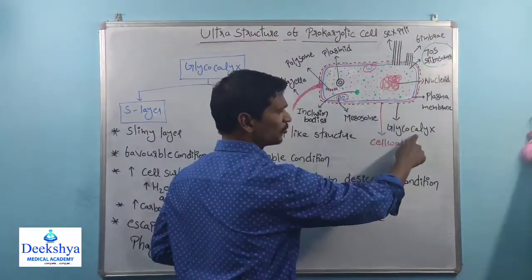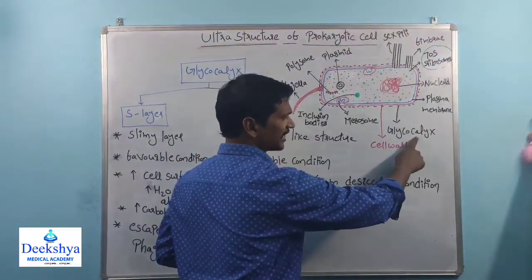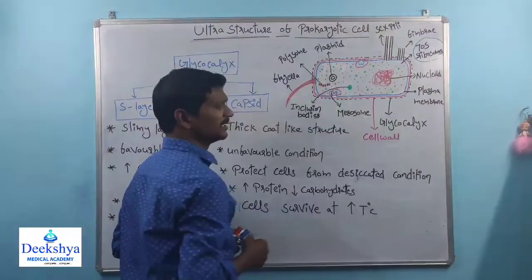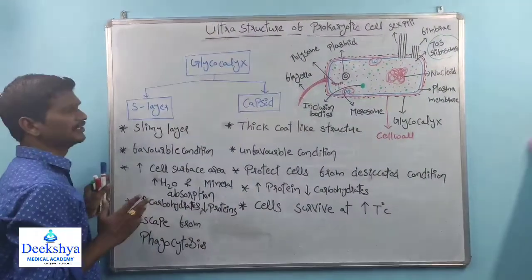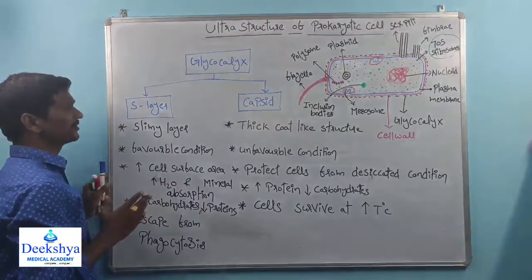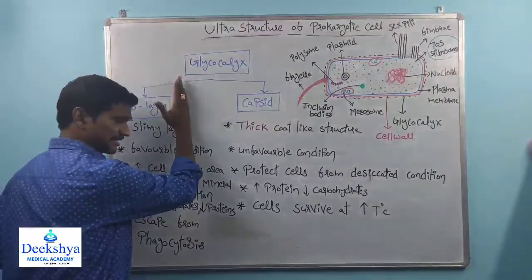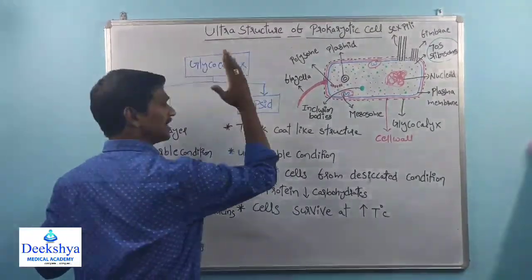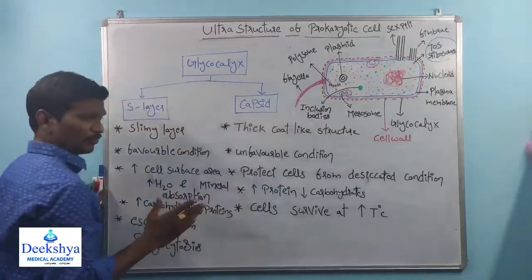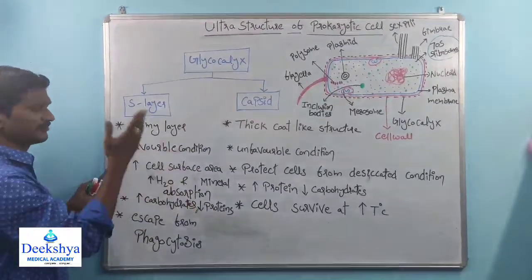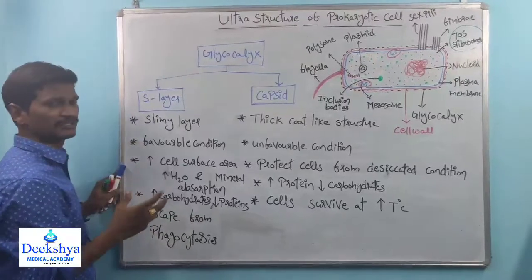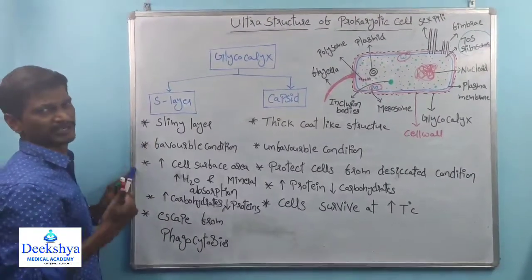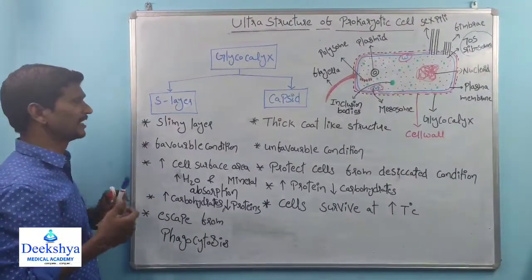The outermost part of the bacteria is the glycocalyx layer. That glycocalyx layer can be divided into two types. Sometimes the bacteria has an S layer, sometimes the bacteria has a capsule. Only one is present. It depends on the surrounding conditions of the bacteria.